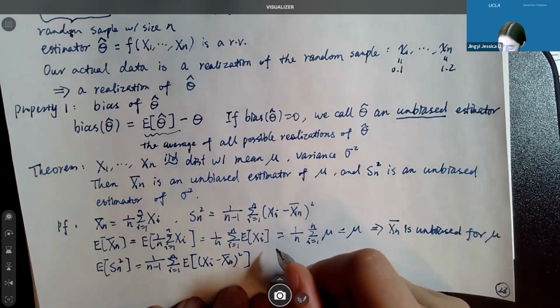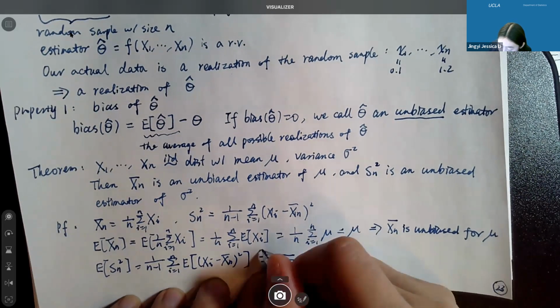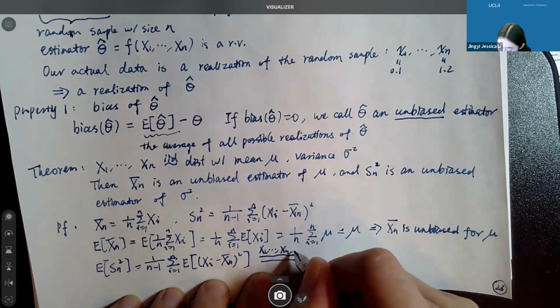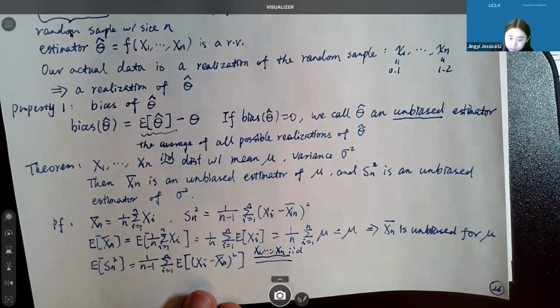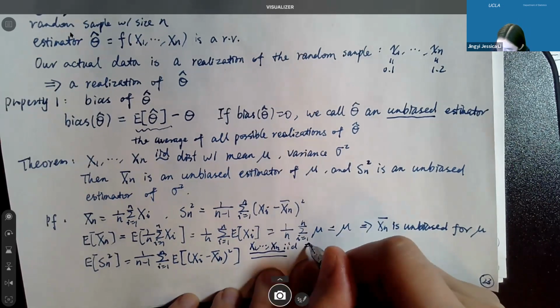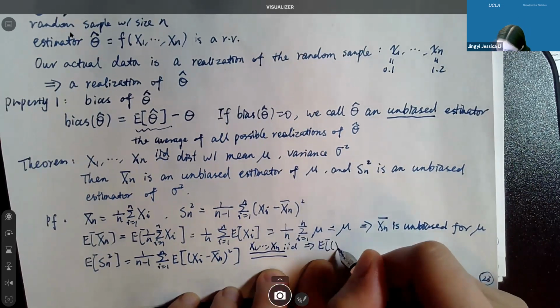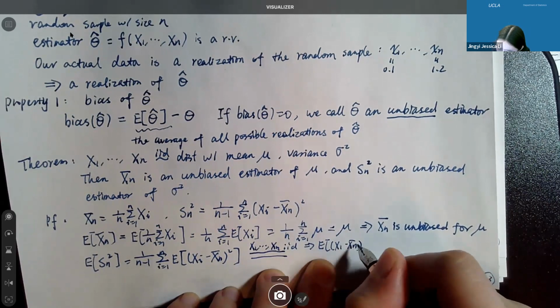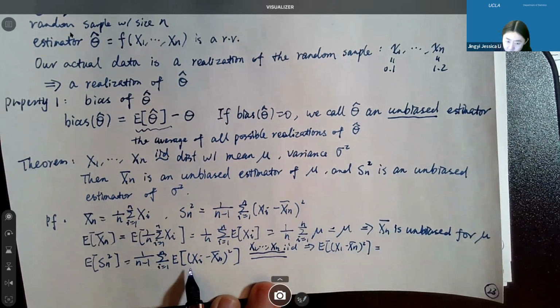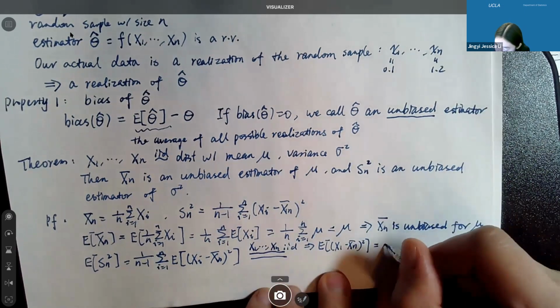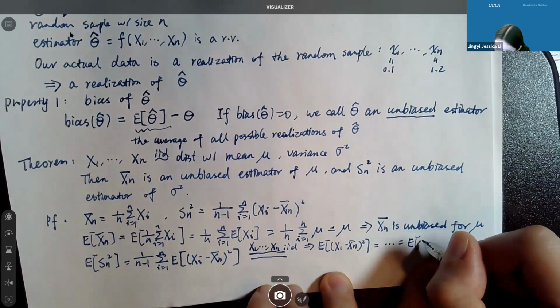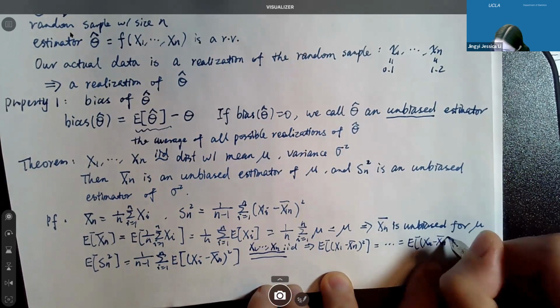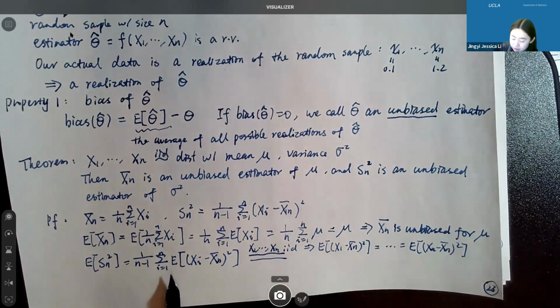So what I mean is that because of this X1 to Xn IID property, this property allows me to claim that the expectation of X1 minus X̄n will be equal to the expectation of X2 minus X̄n, up to the expectation of Xn minus X̄n. So these n terms in the sum are all equal, and this is because X1 to Xn are IID, and they're minus the same X̄n.